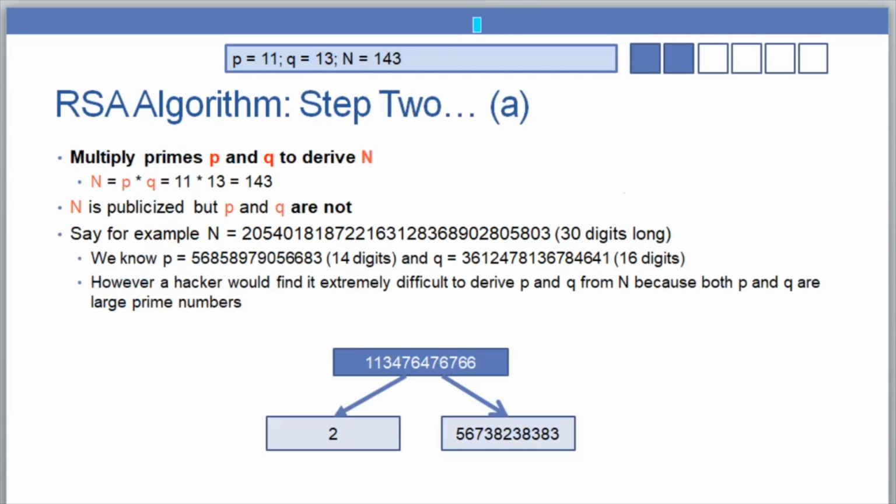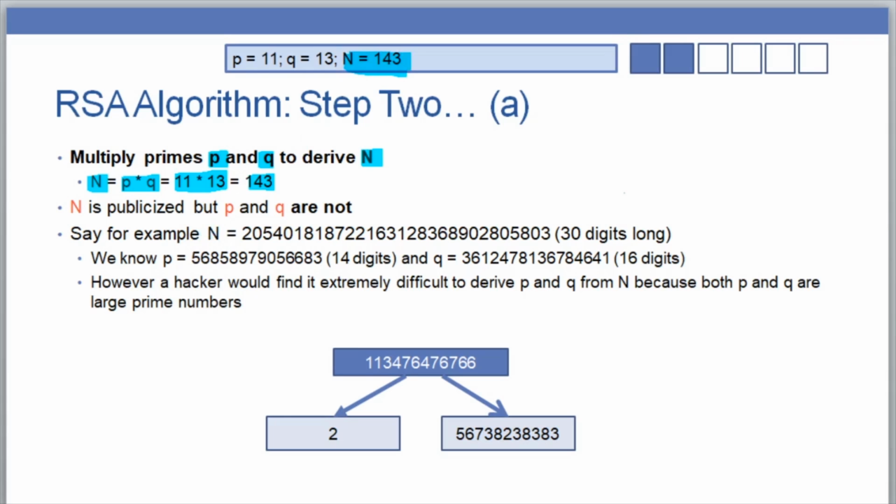Step 2. Next, we need to multiply the 2 primes we found, P and Q, in order to create a variable n. So we can say n equals P times Q equals 11 times 13 in our example equals 143. And again, we've recorded that up here as well.